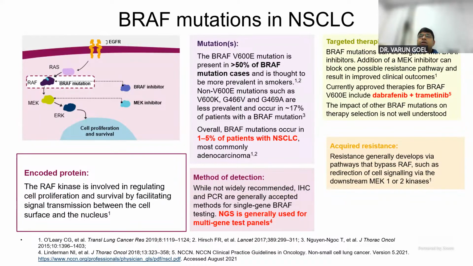BRAF mutation can be targeted with BRAF inhibitors, and addition of a MEK inhibitor can also block one possible resistance mechanism of the BRAF inhibitor. Currently approved therapy for BRAF V600E mutation is the dabrafenib and trametinib combination. Resistance generally develops via pathways that bypass RAF, such as redirection of cell signaling via the downstream MEK1 or 2 kinase.